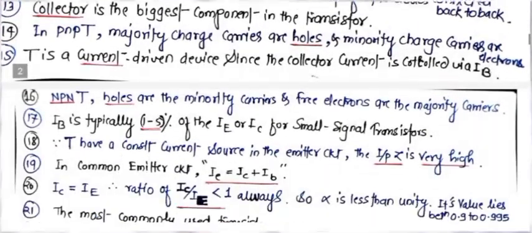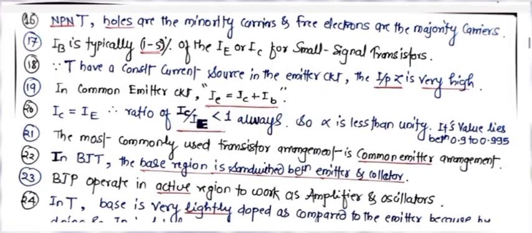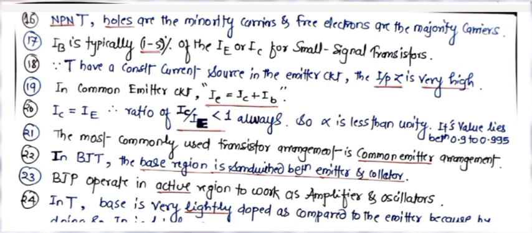In NPN transistor, free electrons are the majority carriers and holes are the minority carriers. Base current is typically 1 to 5% of the emitter current or collector current for small signal transistors. Since transistors have a constant current source in the emitter circuit, the input impedance is very high.